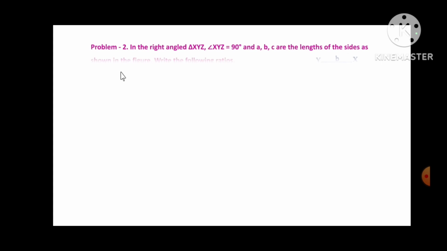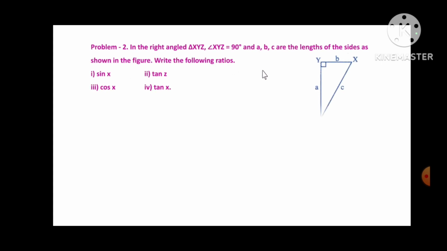Now next, problem number 2. In the right angle triangle XYZ, here you can see angle Y is 90, a, b, c are the lengths of the sides as shown in the figure. From that you have to write the following ratios, that is sin X, tan Z, cos X and tan X.